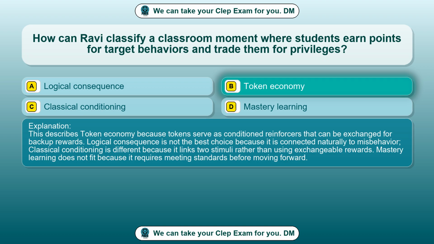This describes token economy because tokens serve as conditioned reinforcers that can be exchanged for backup rewards. Logical consequence is not the best choice because it is connected naturally to misbehavior. Classical conditioning is different because it links two stimuli rather than using exchangeable rewards. Mastery learning does not fit because it requires meeting standards before moving forward.